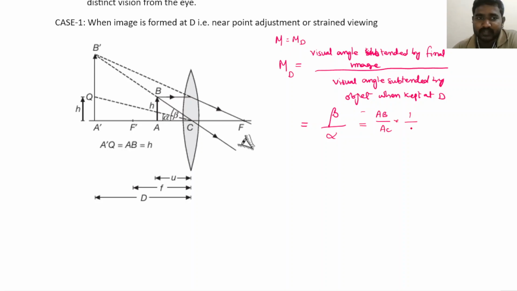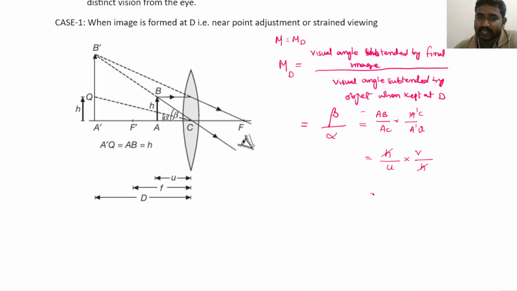For alpha, the opposite side is A' Q, divided by A' C. AB is nothing but the height of the object, divided by AC, which is the object distance, taken as u. And A' C is the image distance, taken as v, divided by A' Q, which is the height of the object, taken as h.